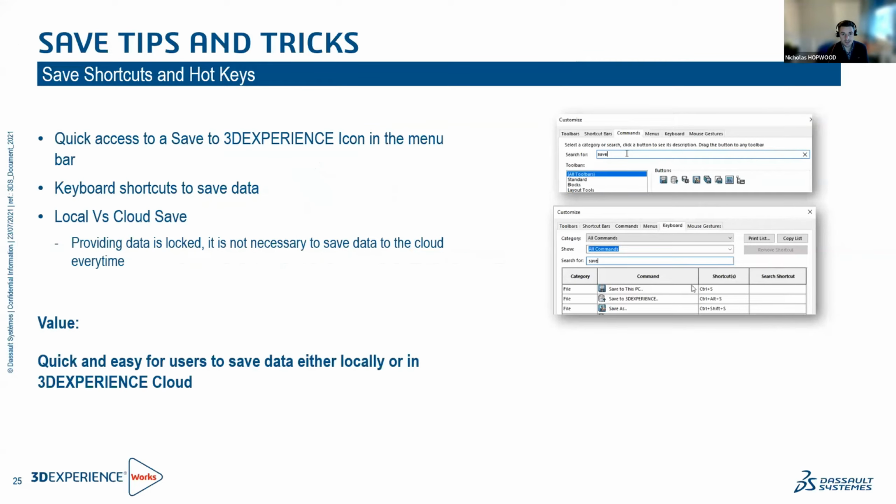So the first set of tips and tricks we're going to look at is what we call the save tips. Working with 3D Experience, you have a number of different ways to save your model, whether you're saving your SolidWorks models locally or saving to 3D Experience in the cloud. So what we recommend is adding the quick access commands for the different save options. We'll see a video on how we do that shortly.